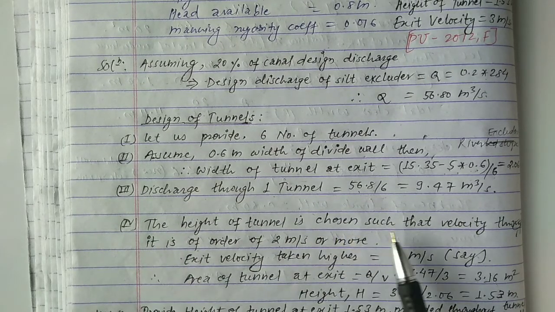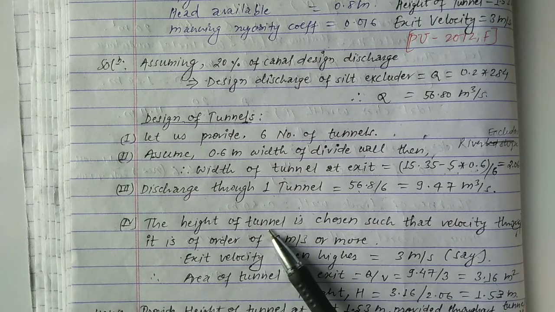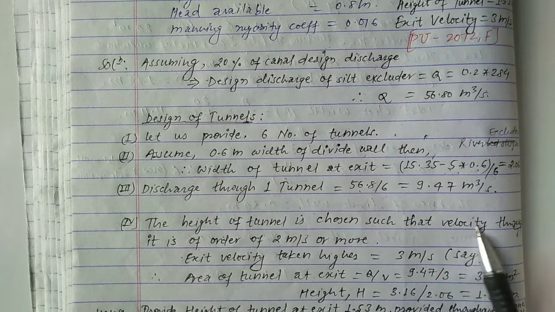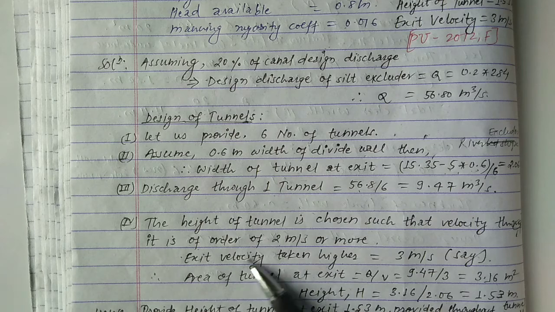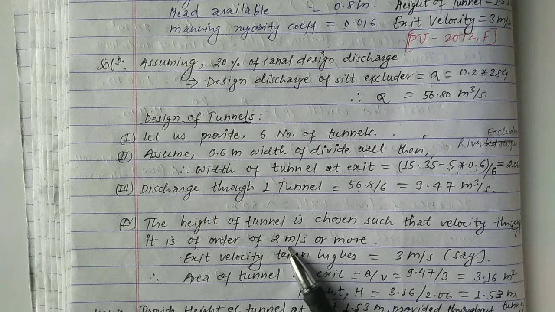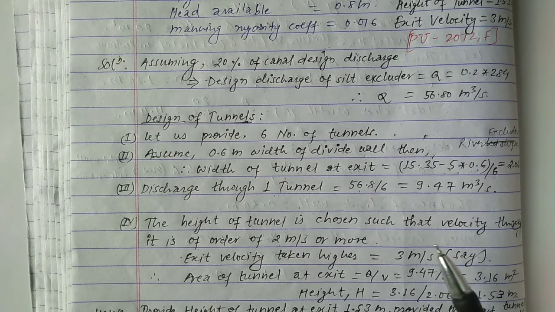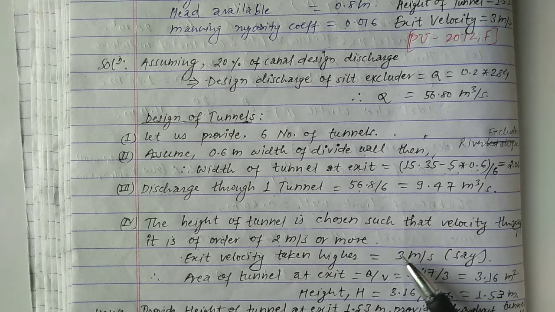Now in the fourth step, the height of tunnel is chosen such that the velocity through it is in the order of 2 meter per second or more. Let us assume the exit velocity is higher than 2 meter per second. Let us assume the exit velocity is 3 meter per second, or you can take any value higher than 2, such as 2.53, whatever you want. So let us assume 3 meter per second.